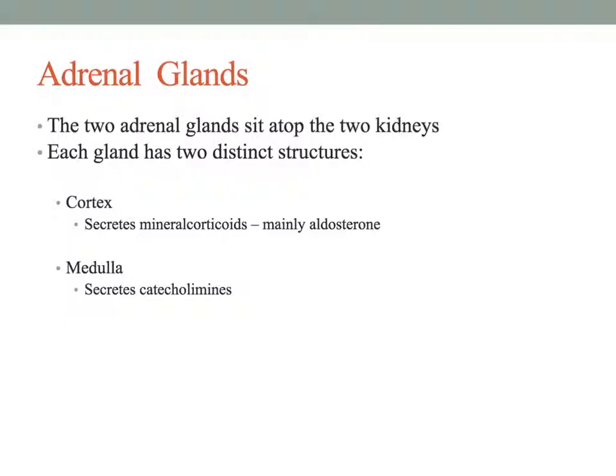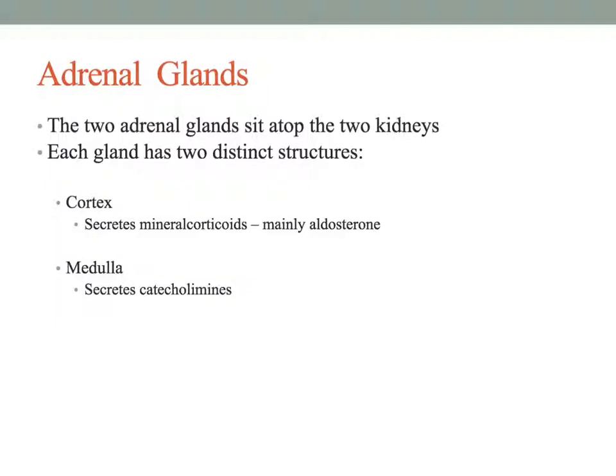The adrenal cortex is where the mineralocorticoids are produced mainly. Aldosterone is a major mineralocorticoid. It maintains extracellular fluid volume. It promotes sodium and water resorption and potassium excretion in the kidney tubules. So, in summary, it plays a huge role in fluid and electrolyte balance.